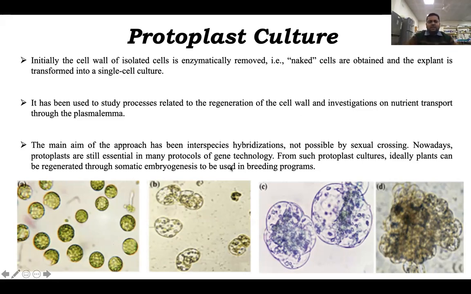And one of the main purposes of doing protoplast culture is interspecies hybridization. Say when we want to hybridize two species which are not possible by sexual crossing, because they are two independent species, they are not compatible for sexual crossing. So people use protoplast fusion techniques where they fuse the protoplast from one species with the protoplast of another species, and then you culture them, they form the zygote, and then you culture them to lead to proper plantlet growth actually.